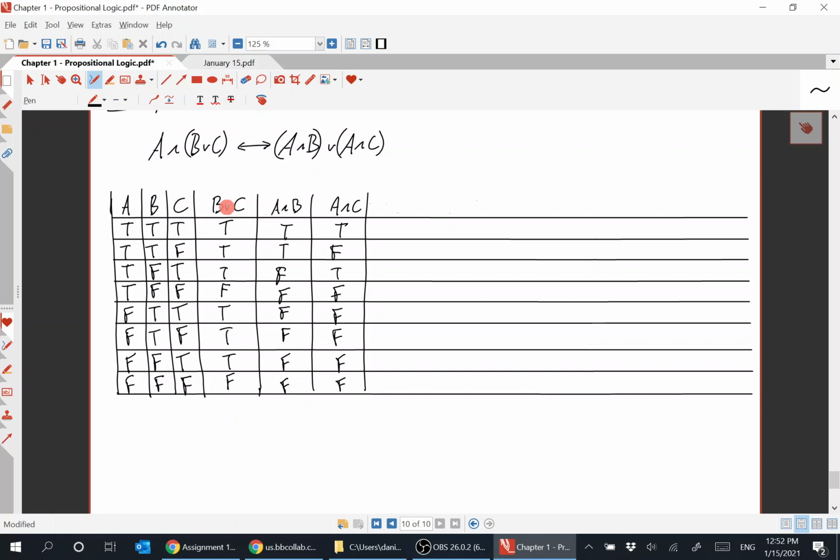Next, we want to do what? So I did this connector, this connector, this connector. Next, we want to do what?